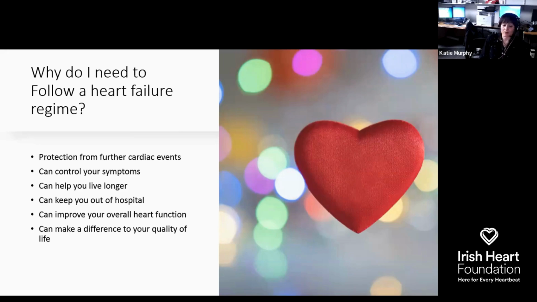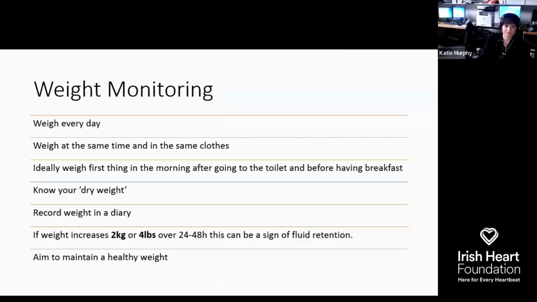And again, it's all about finding what works for you. Not everyone is going to be able to go to the gym 7 days a week, eat a perfect diet and have no vices, but any positive changes are great.